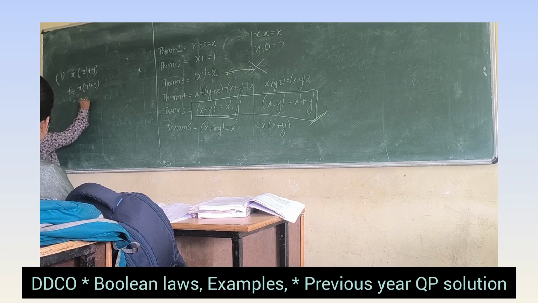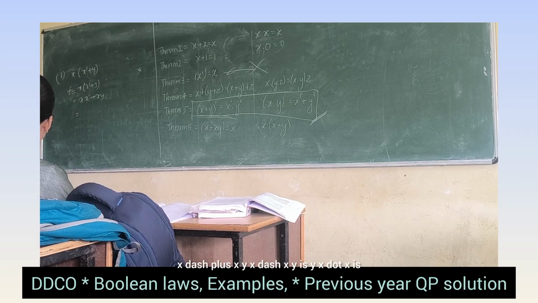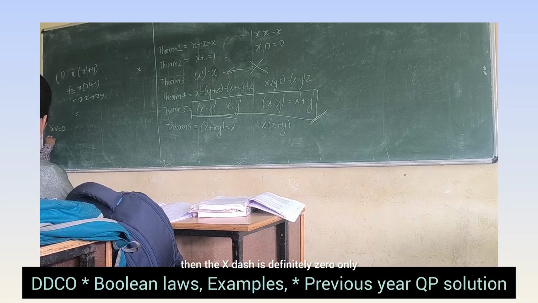x dot x' plus x dot y, which is xy. What is x dot x', the complement? It is 0, because if x is 1, then x' is definitely 0 only.